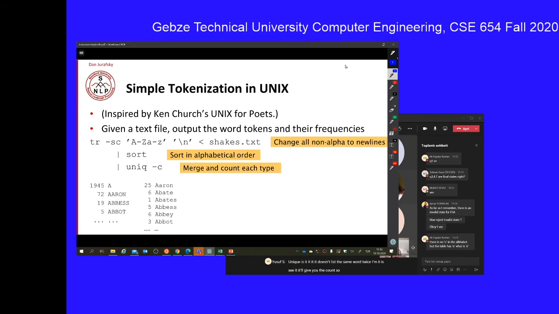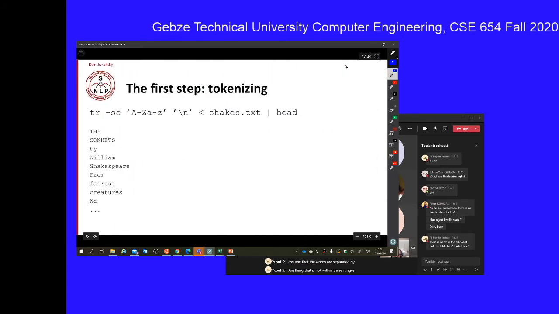So if I do that, it tells me that the word A happened 1945 times. Aaron happened 72 times. Okay. Well, it looks like uppercase Aaron and lowercase Aaron are different. So it is counting them separately. Maybe you should deal with them. So we are doing some tokenization, and we assume that words are separated by anything that is not within these ranges. Okay. So I think this is just breaking up.